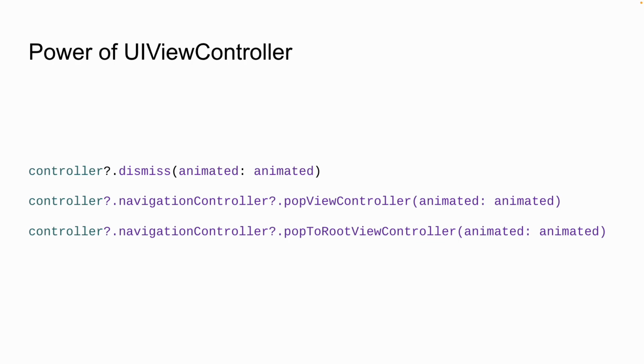And after this, we could fully use all this power. So call dismiss without animation, or with animation if you want. You could use pop to root ViewController. All this stuff becomes available for us, so we could easily manipulate the structure of ViewControllers.